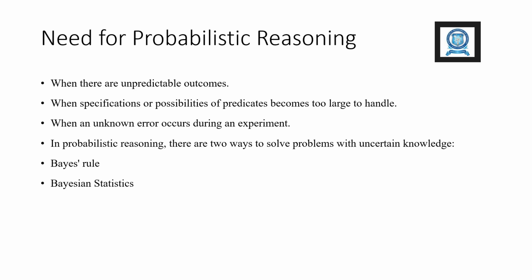Need for probabilistic reasoning: when there are unpredictable outcomes, when specifications or possibilities of predicates become too large to handle, and when an unknown error occurs during an experiment. In probabilistic reasoning, there are two ways to solve problems with uncertain knowledge. One is Bayes' rule, second one Bayesian statistics.